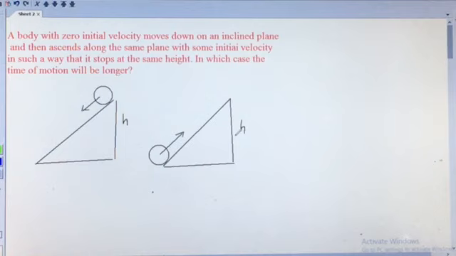आज हम लोग क्वेश्चन कर रहे हैं जिसमें दिया गया है, a body with zero initial velocity moves down on an incline plane and then ascends along the same plane with some initial velocity in such a way that it stops at the same height, in which case the time of motion will be longer.